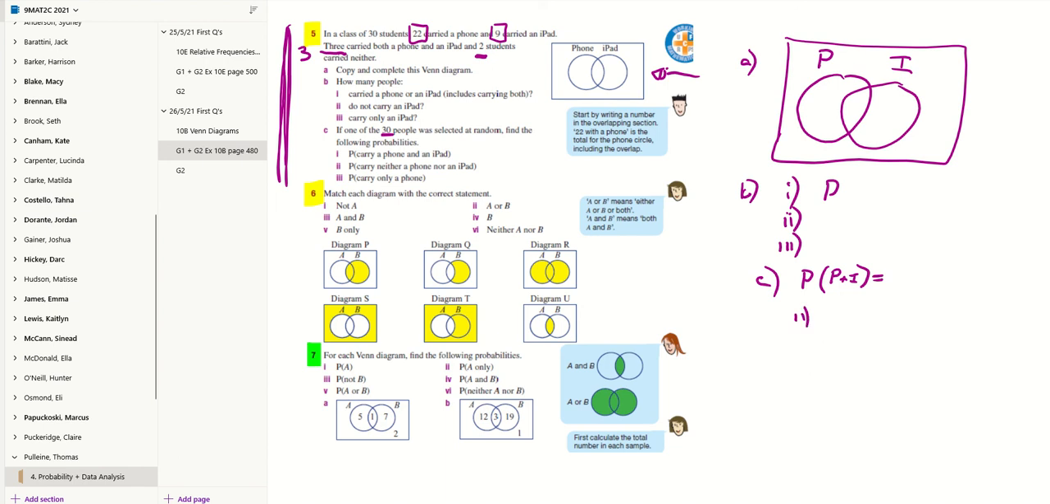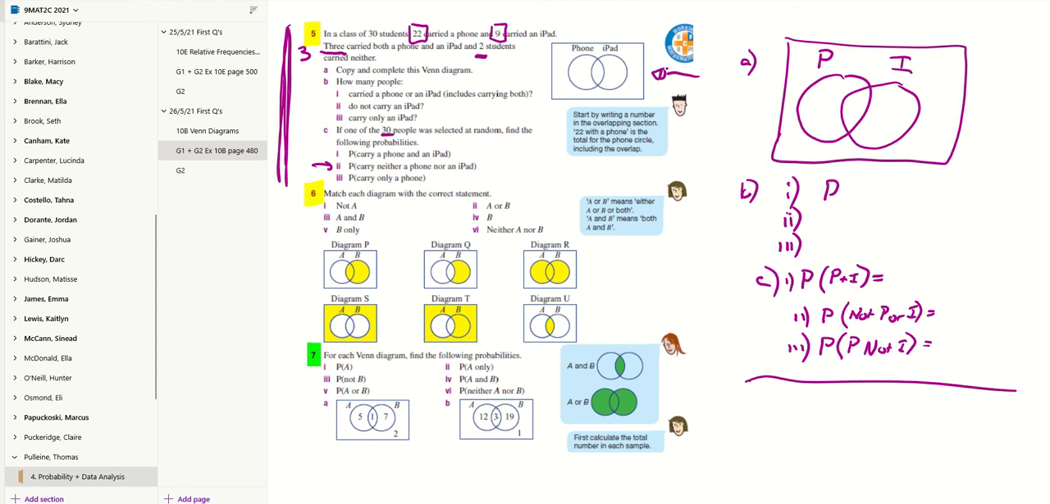Next is this one. Next, carry neither a phone nor an iPad. So I might go P, not P or I. So they're not carrying either. We're looking for the probability. Third one, carry only a phone. So that's our probability of a phone, not an iPad. Write down the probability down there. Okay, so that's that question done.